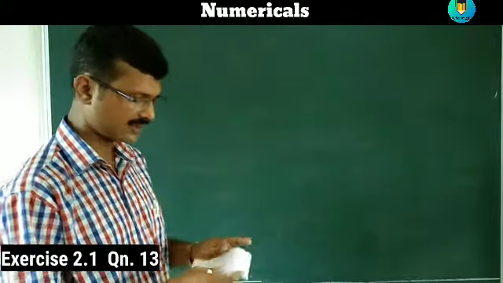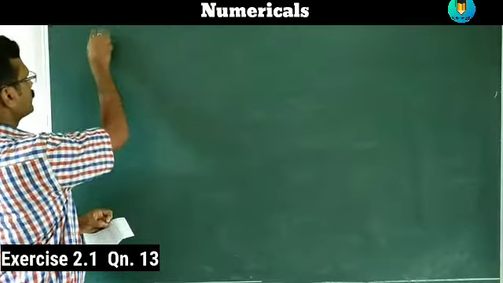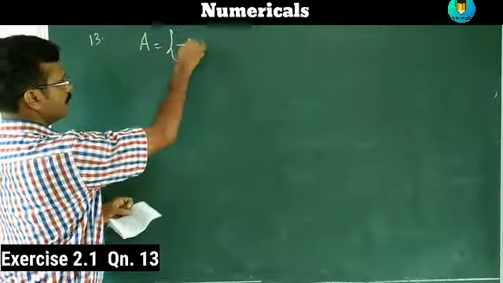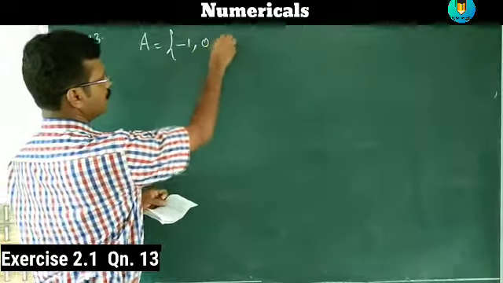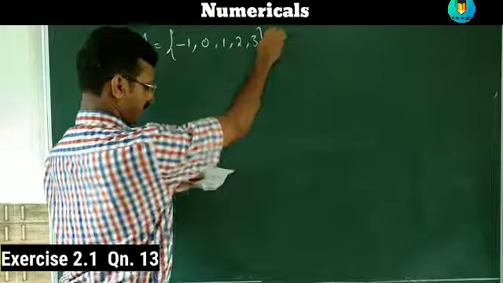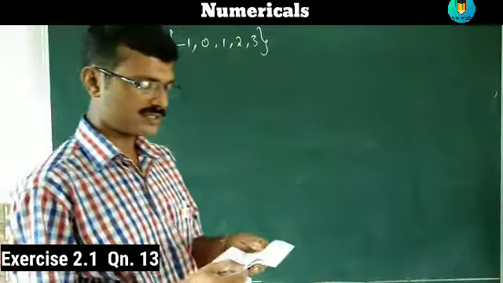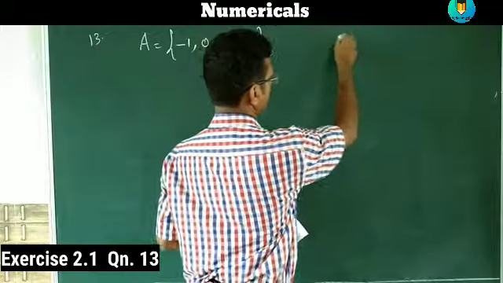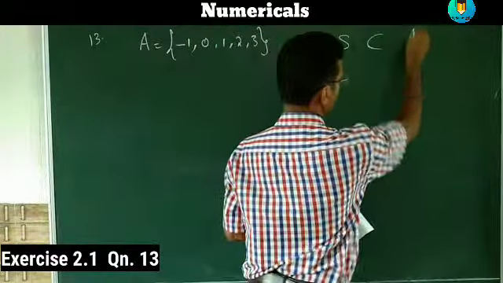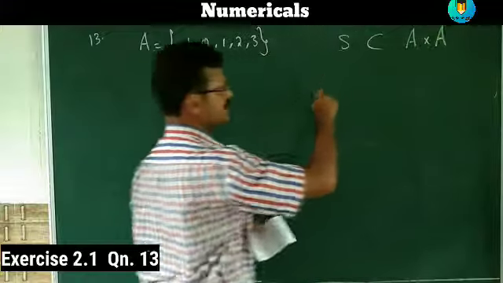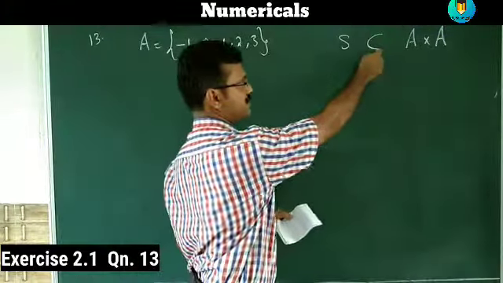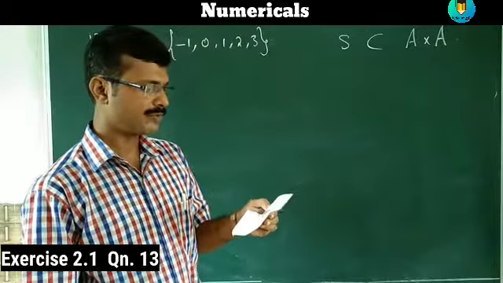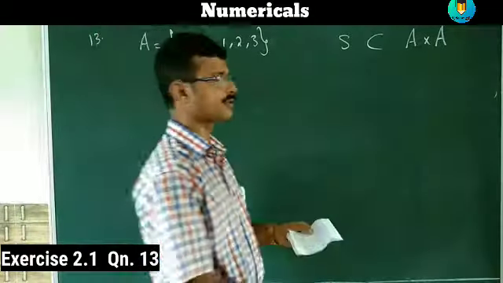Next we will do question number 13. Here the set A is given as minus 1, 0, 1, 2, 3. Write the subset S of A cross A. We need S, which is a subset of A cross A, such that the second component of the elements of S is 0.